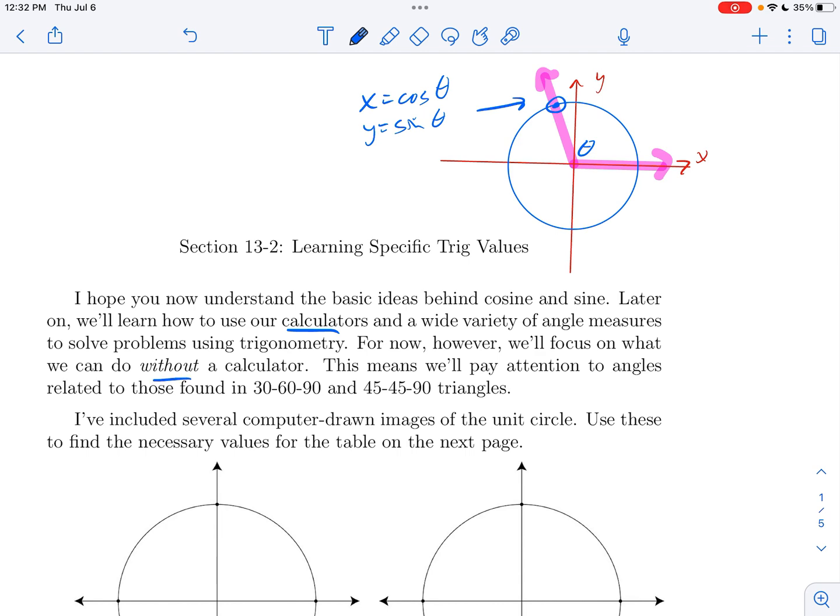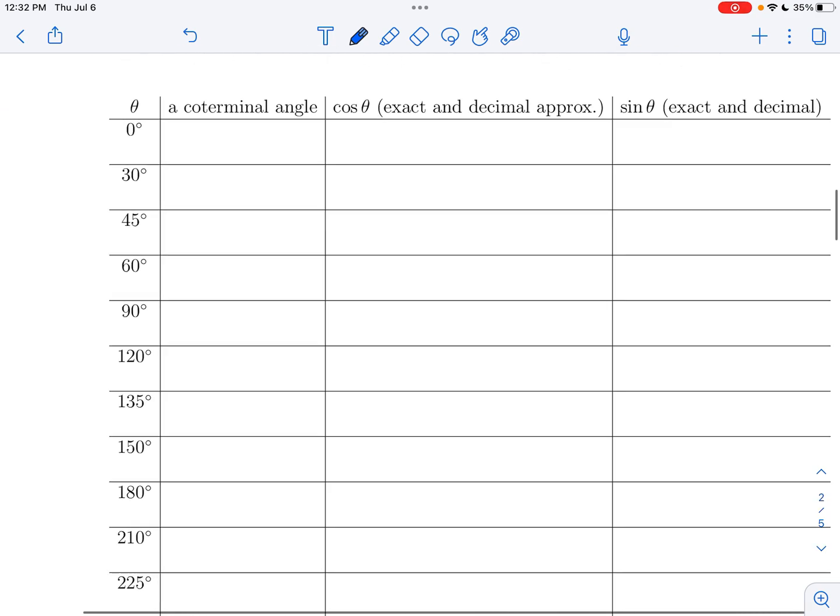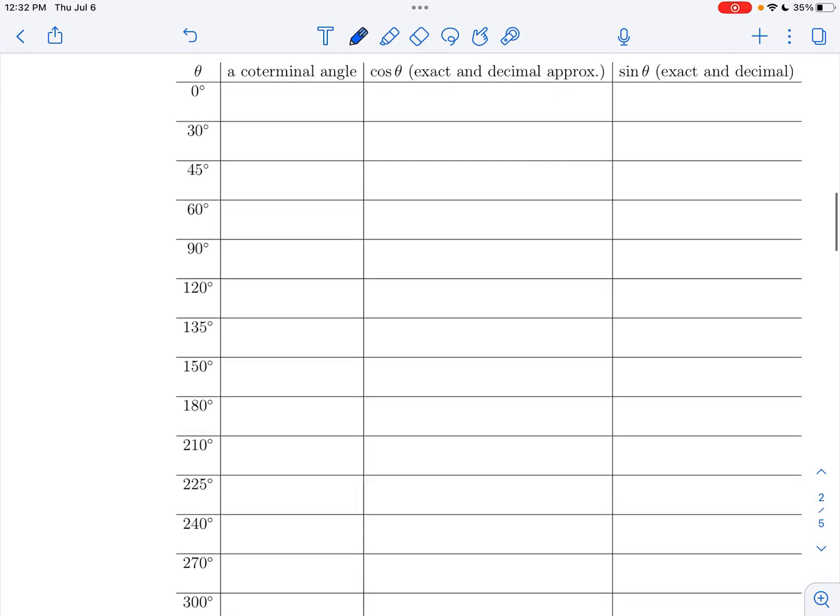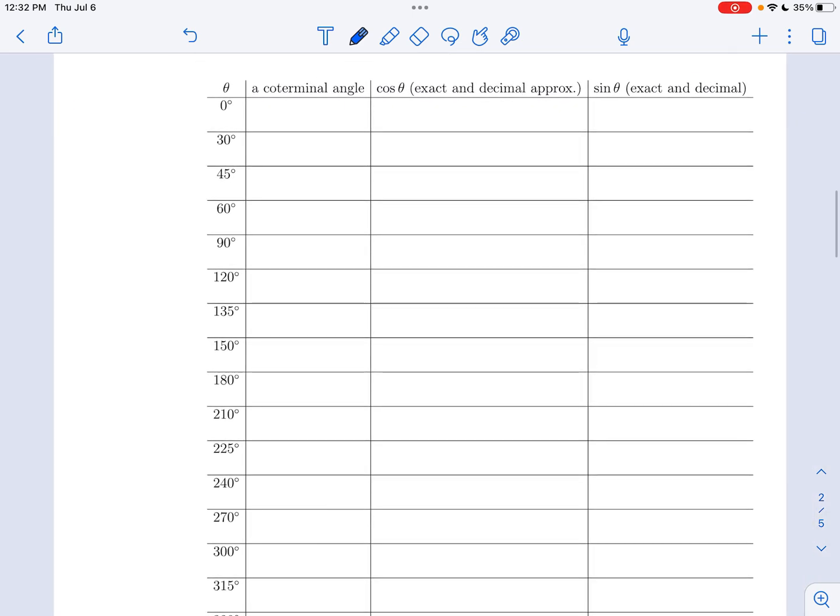And that means we're going to keep seeing angles that remind us of angles we've seen in 30, 60, 90 triangles, 45, 45, 90 triangles. So what I'm going to have you do, if you're watching this at home because you missed class, do this on your own. I want you to fill in this table. I have lots and lots of what we will consider nice angles. Nice meaning you should be able to get all these numbers without your calculator.